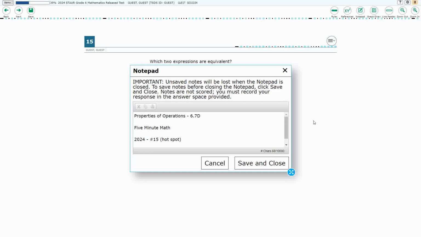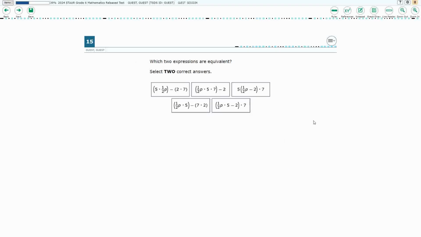Today we are looking at the 6th grade concept of properties of operations. This is standard 6.7D in the great state of Texas, and we are using item number 15 of the 2024 released STAAR test. This is a new item type called hotspot, and if you haven't done so already, please go ahead and take a moment to pause the video, work this problem out on your own, unpause it, and we will look at our answers together.